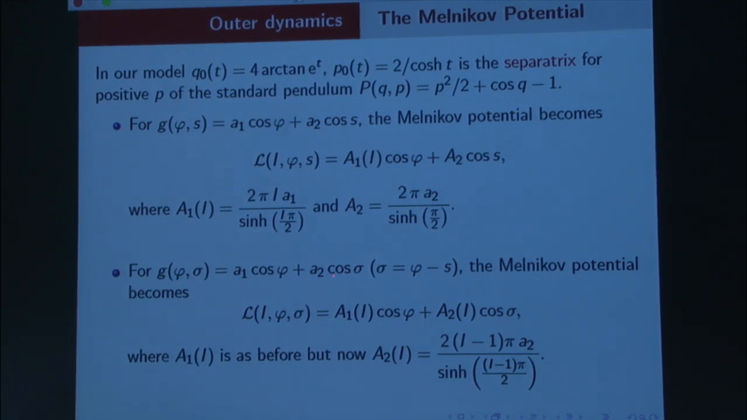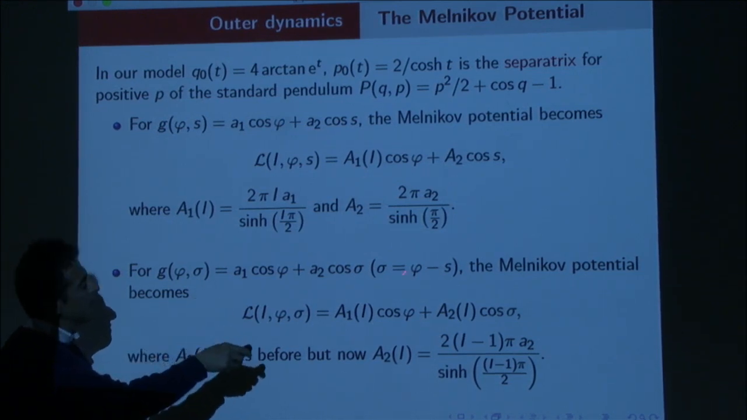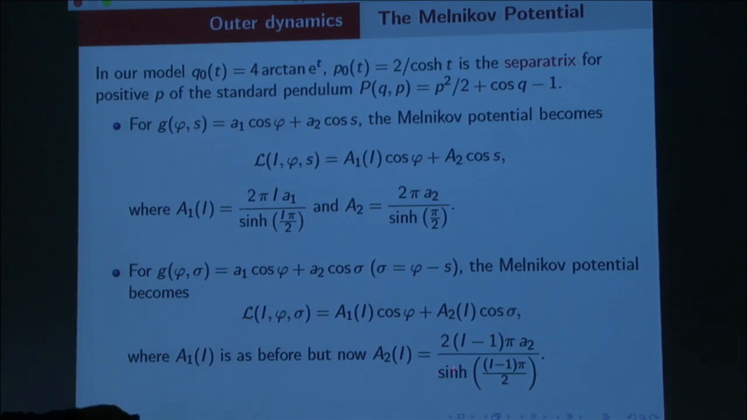harmonics. Also in this case, when instead of S I have sigma here, I have the same form for the Melnikov potential, although this A2 is a little bit different.